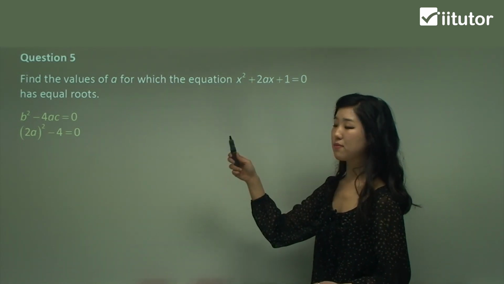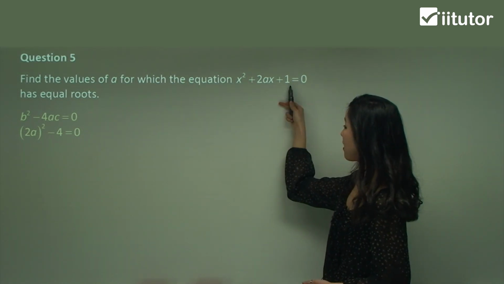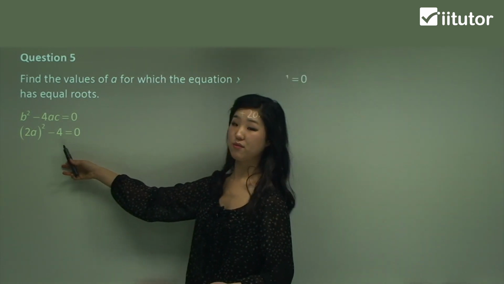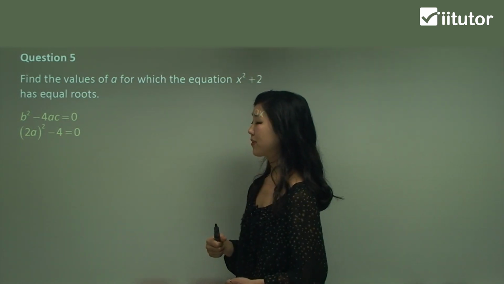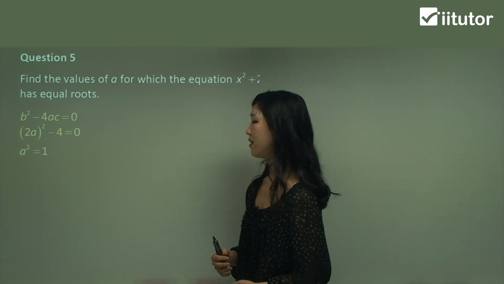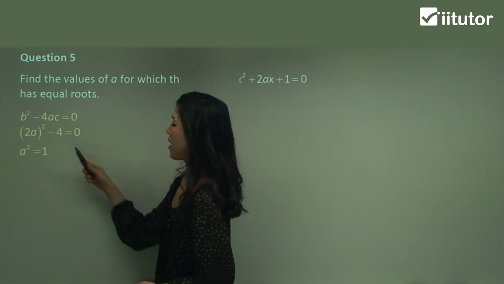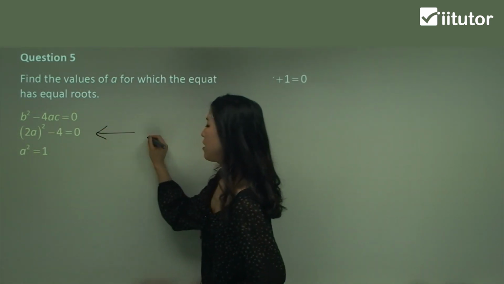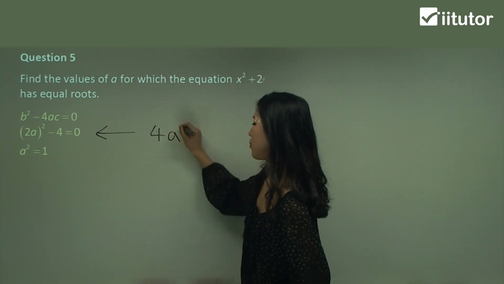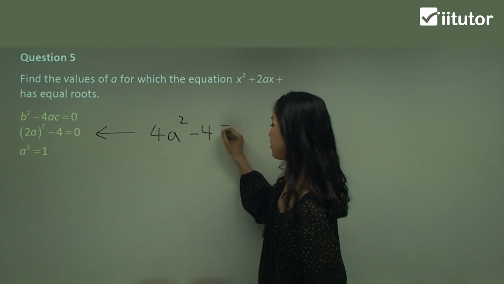Negative 4 times AC. A is 1, C is 1, so therefore it's just going to be minus 4. That's equal to 0. Okay, expand and simplify. So see how here, 2a squared, I'll just show you another step here. 2a squared is 4a squared minus 4 equal to 0.